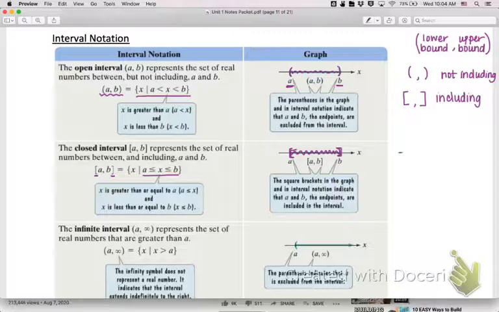But it is possible to have an interval where one side is included and the other side is not. That wouldn't be called open or closed. It doesn't have a specific name. But it is possible that you're going to have intervals that are mixed like that.